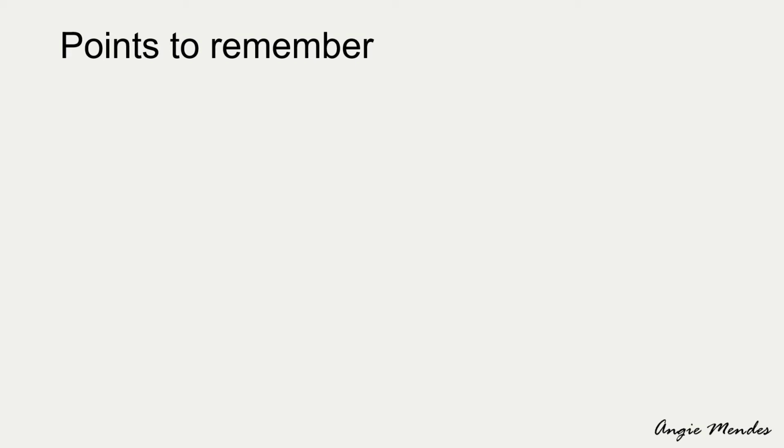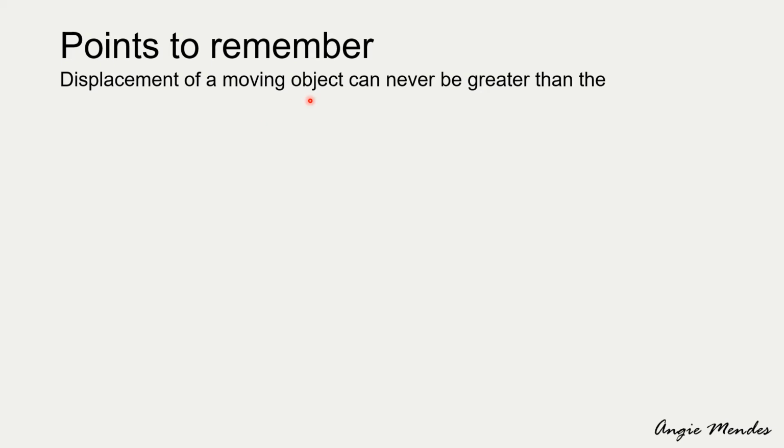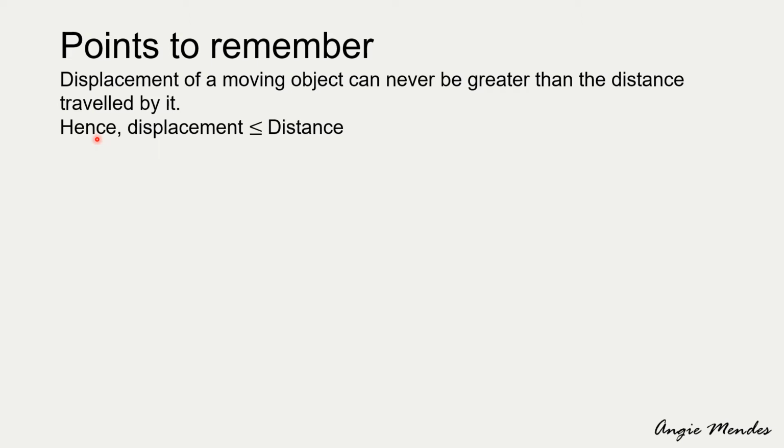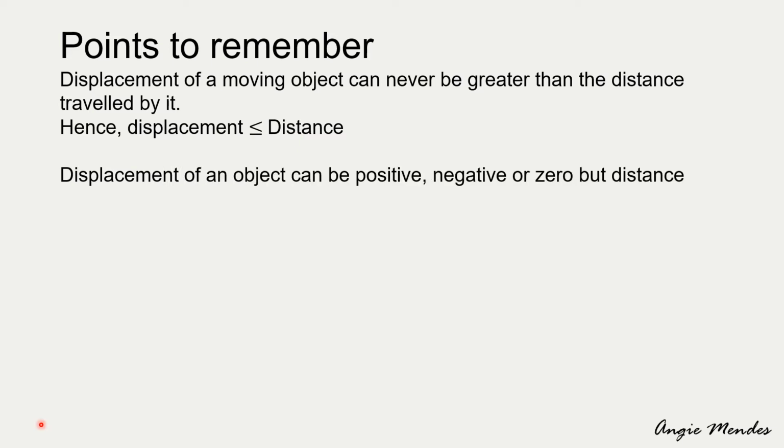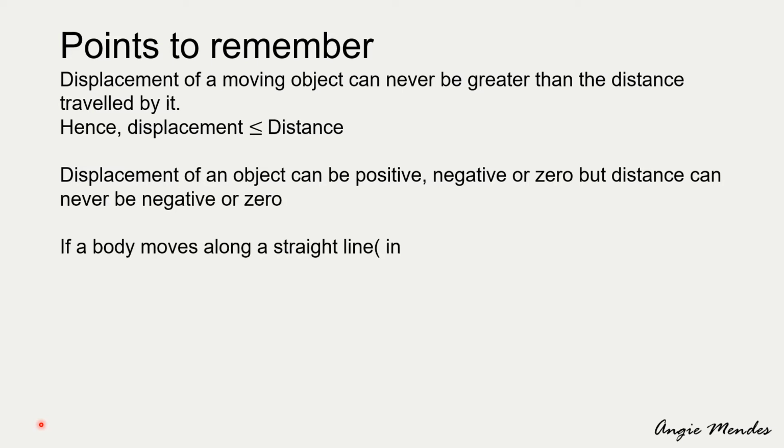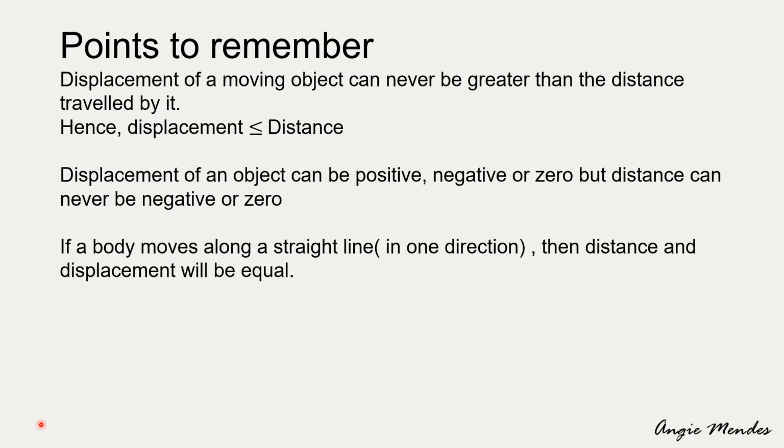Here are some points to remember. Displacement of a moving object can never be greater than the distance traveled by it. So displacement will always be less than or equal to distance. Displacement of an object can be positive, negative or zero, but distance can never be negative or zero. Now if a body moves along a straight line in one direction, then distance and displacement will be equal.